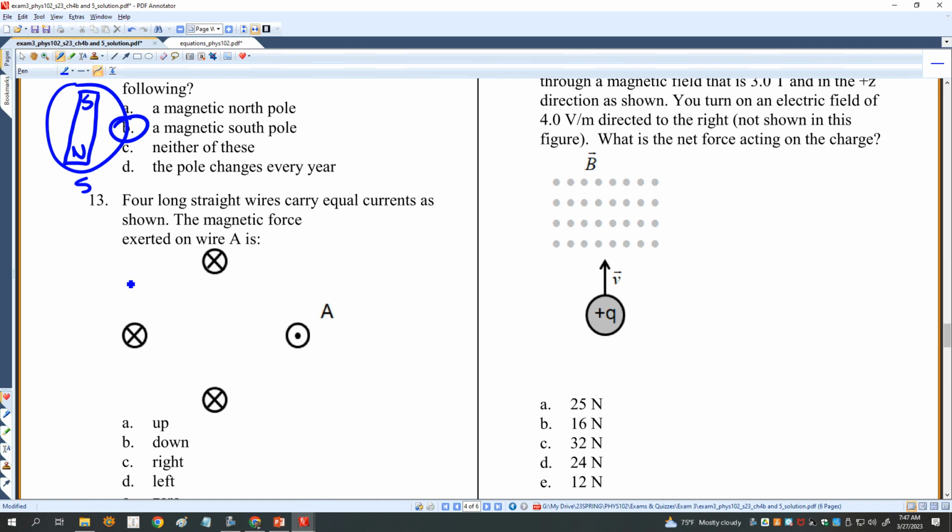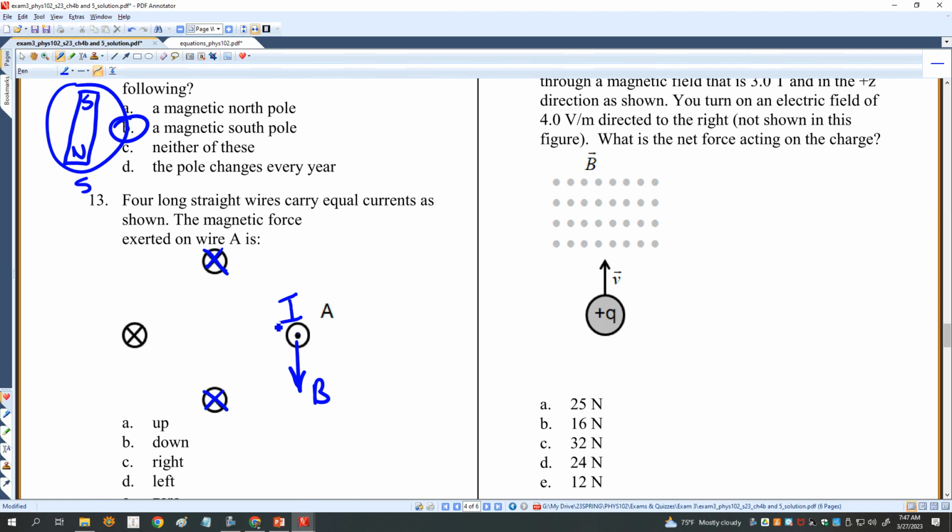So each of these 3 wires is going to create a magnetic field at this point. This wire will create a magnetic field that is in this direction. This wire will create a magnetic field that is in that direction, and this wire creates a magnetic field in that direction. So you have these 3 magnetic field vectors. Those 3 combined are going to generate a magnetic field in this direction.